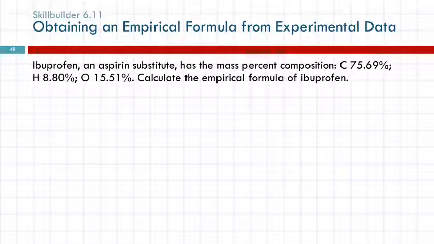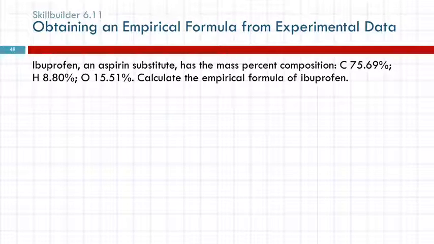Let's do another example. Ibuprofen has a mass percent composition, given here. Calculate the empirical formula of ibuprofen. This one's a little different because instead of giving masses of the elements, it gives us percent composition. What do we do?